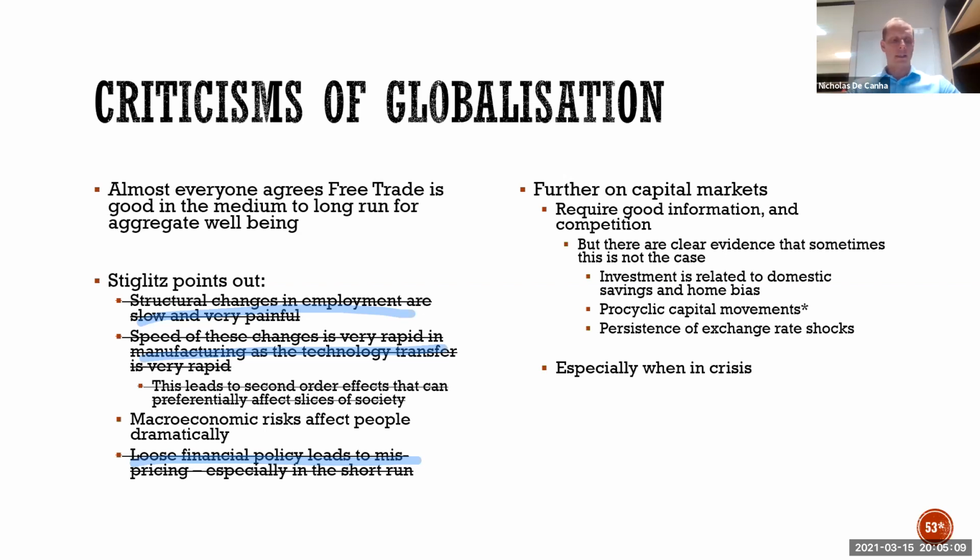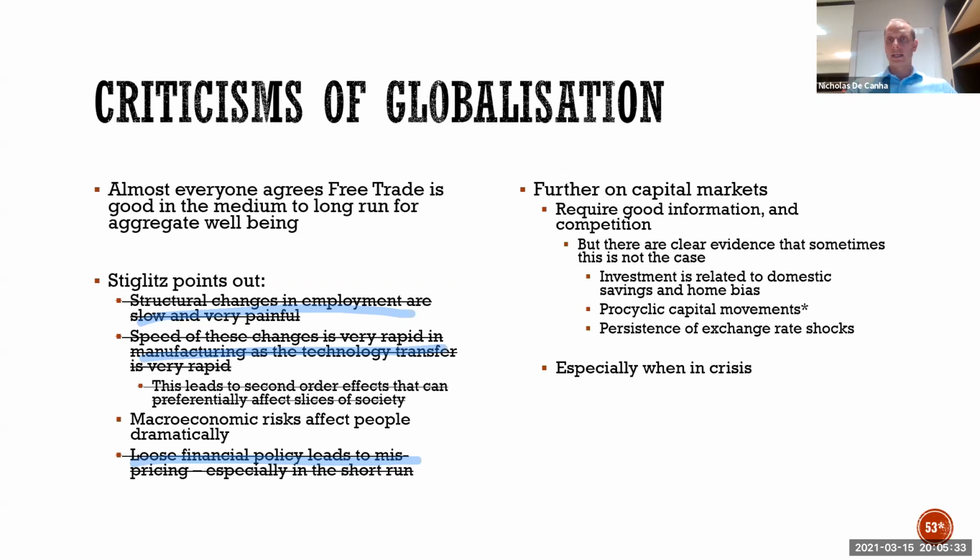Okay, further on capital markets. So Stiglitz's criticism is really that in capital markets, you need good information and clear competition in order for capital markets to operate efficiently. But this is not the case. And there's really three good pieces of evidence.